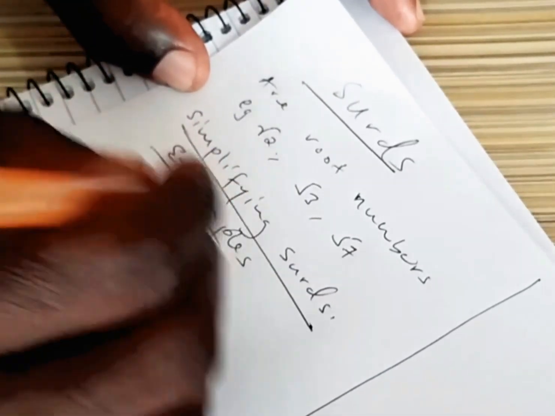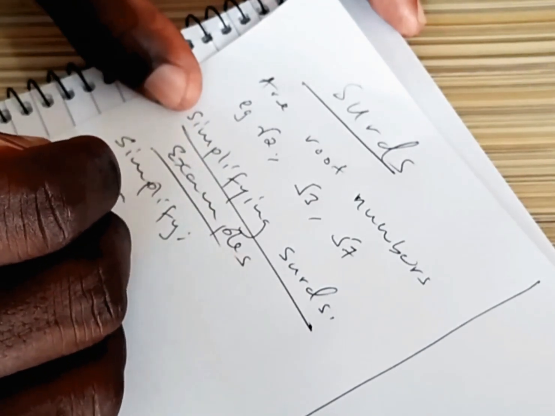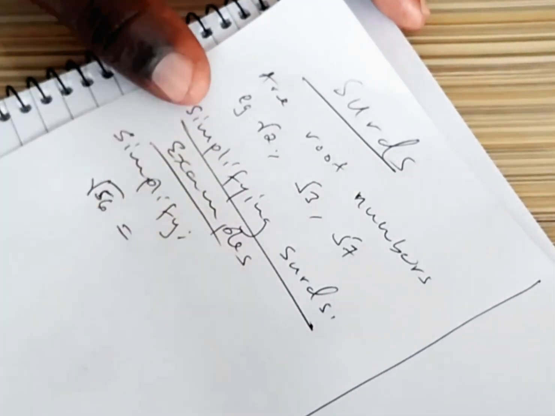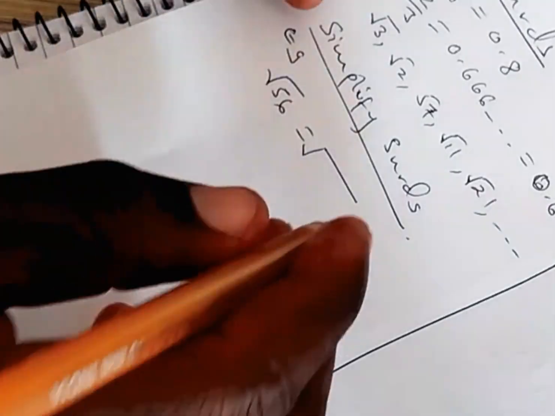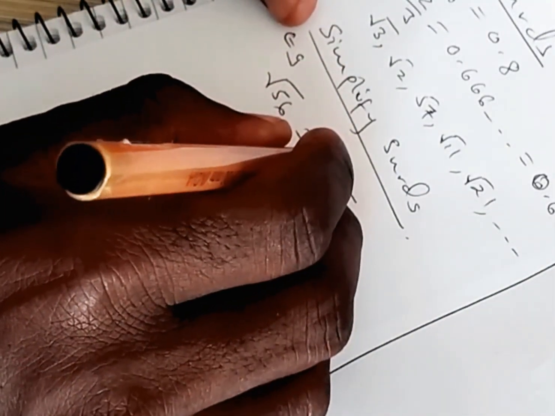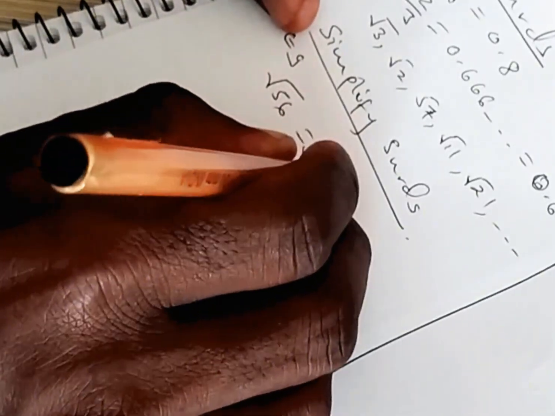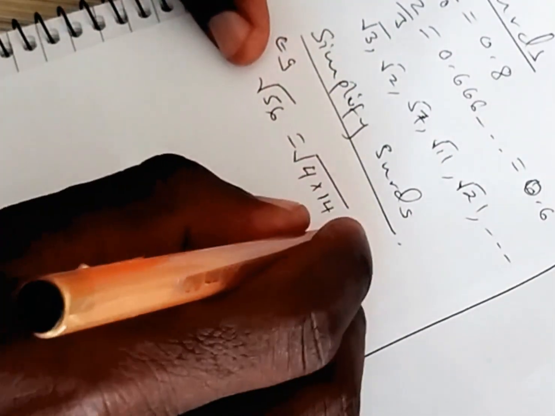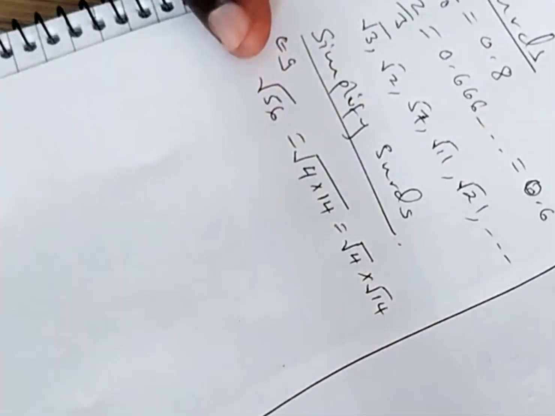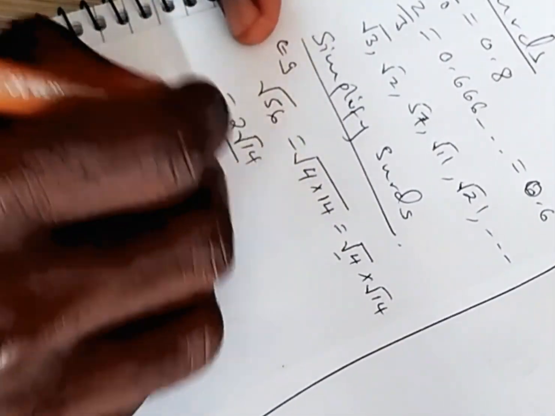Examples: we have simplify root 56. So in this, you look for two numbers. One should be a perfect square. How do you simplify this? You look for two numbers. One should be a perfect square, and the other one should not. So we have 4 and 14. So in this, now you separate these two. You'll have root 4 multiplied by root 14. But we know root 4 is 2, and root 14 will remain as it is.